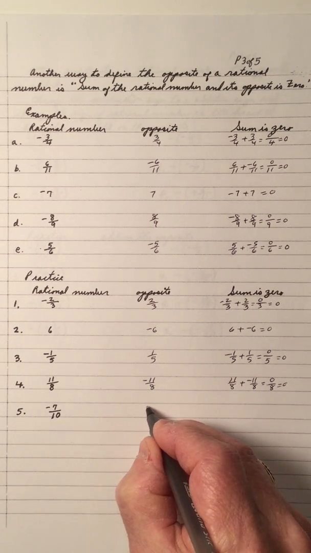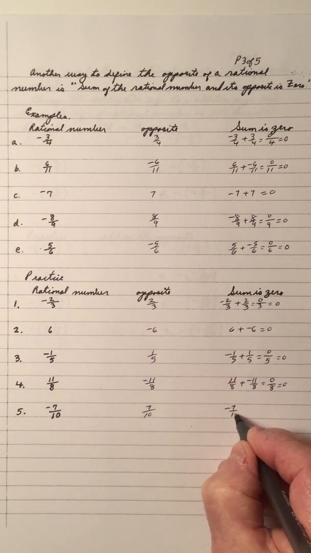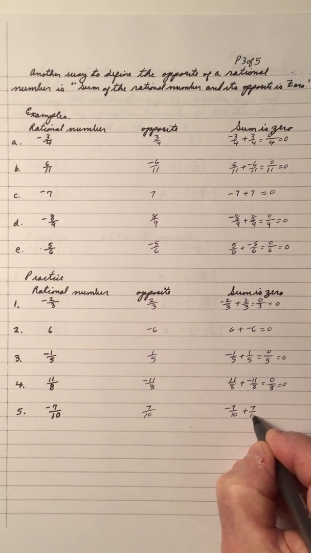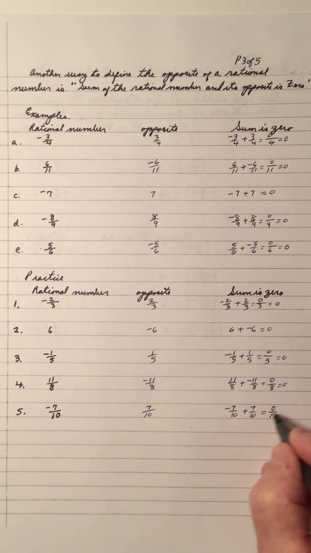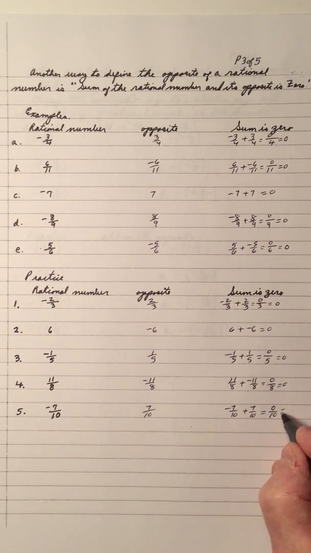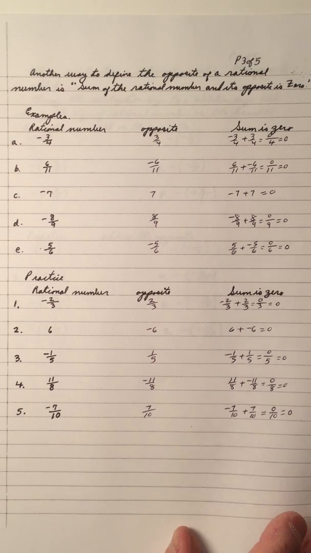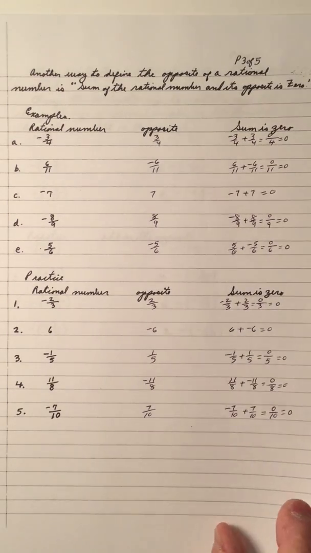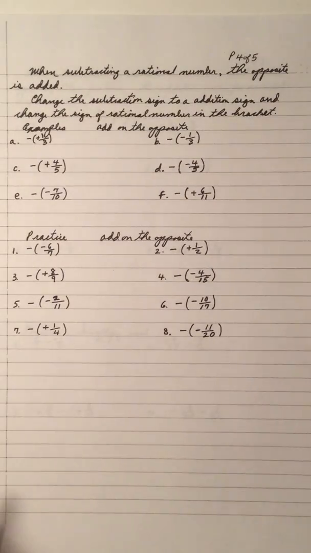Opposite of negative 7 over 10 is 7 over 10. Negative 7 over 10 plus 7 over 10. Add, you get a 0 on the top and 10 on the bottom because you keep your denominator and add your numerators. 0 over 10 is 0. So opposites is to change the sign, or you can also say that when you have a number and its opposite, it adds up to 0.